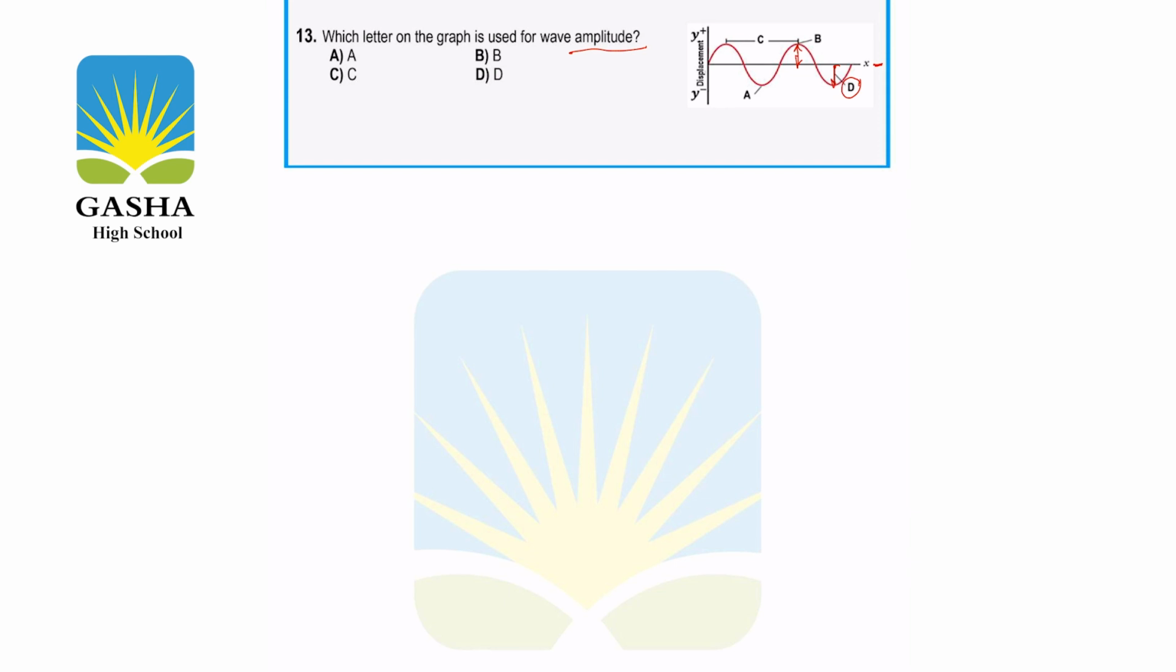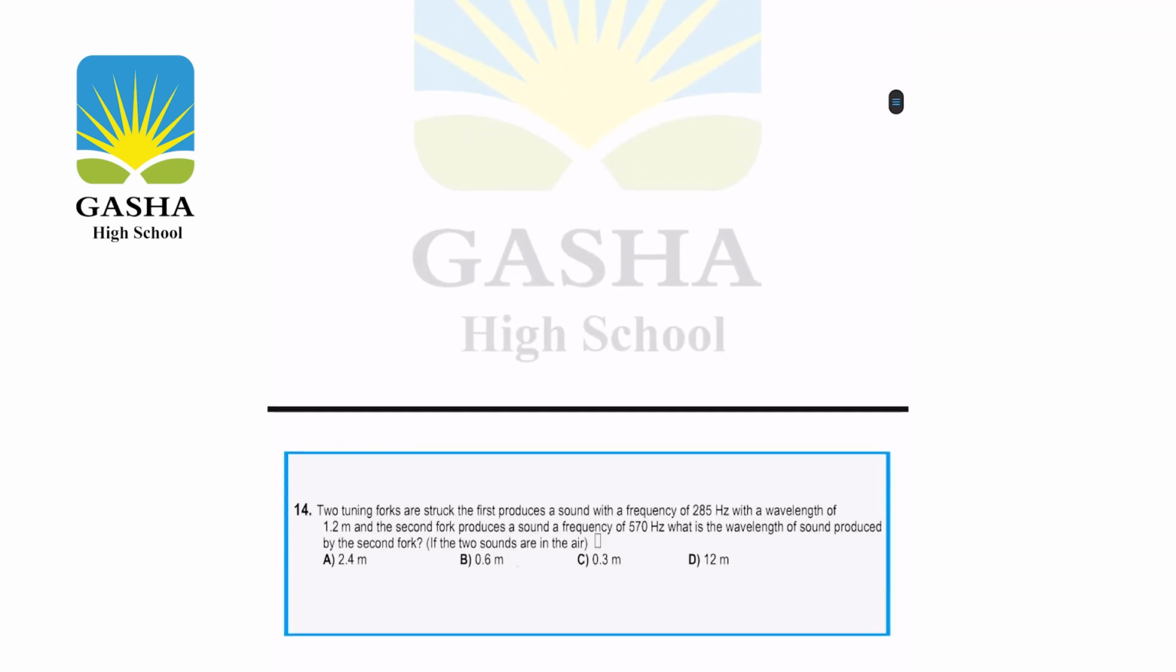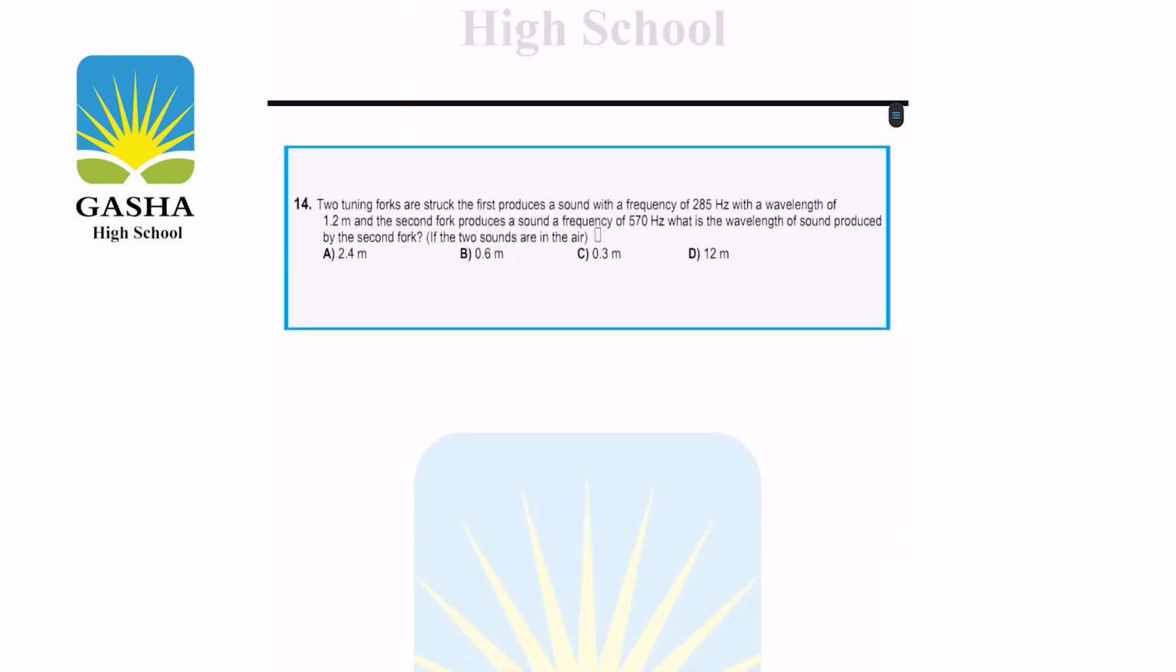C is wavelength, A is crest, B is crest, A is trough, and C is lambda. So the correct answer is D, because D is the maximum displacement. Here we have a displacement from the equilibrium position. So D is the correct answer. Okay, next question, which is question number 14.